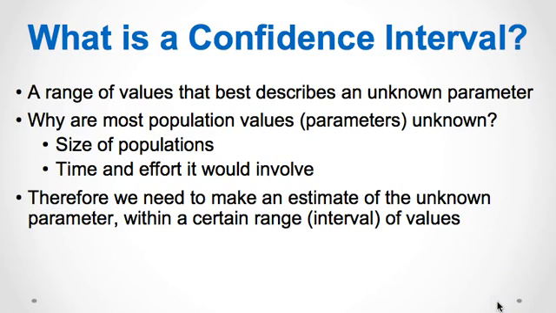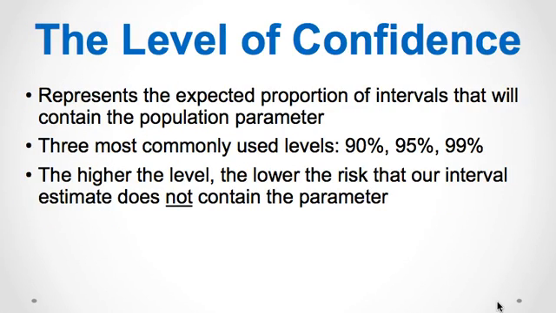A confidence interval for an unknown parameter consists of a range of values. The level of confidence represents the expected proportion of intervals that will contain the parameter. The level of confidence is the proportion of times that the interval contains the population mean if repeated samples are obtained. The three most commonly used confidence levels are 90%, 95%, and 99%. The higher the level, the lower the risk that our interval does not contain the parameter.